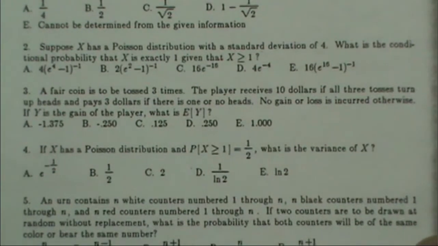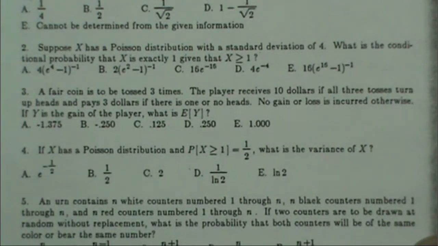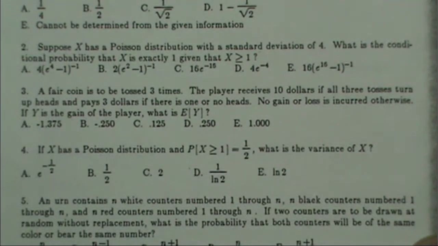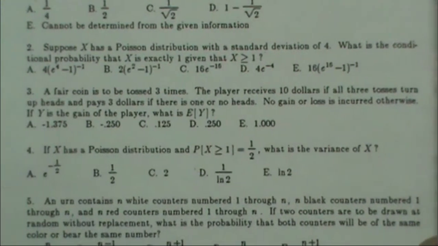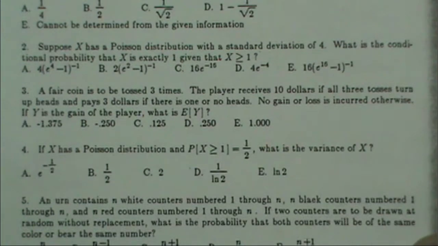Number 3, a fair coin is to be tossed 3 times. The player receives $10 if all 3 tosses turn up heads, and pays $3 if there is 1 or no heads. No gain or loss is incurred otherwise. If Y is the gain of the player, what is the expected value of Y?